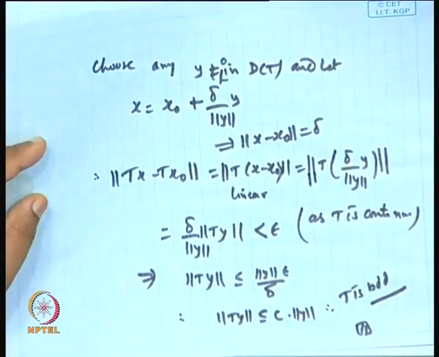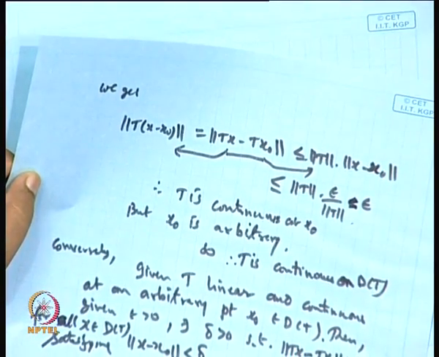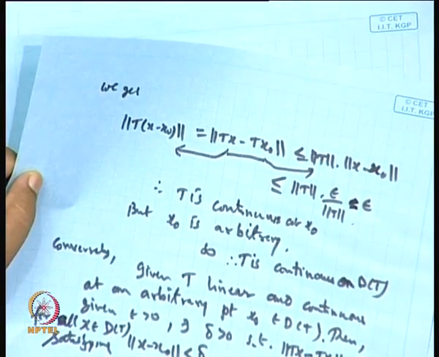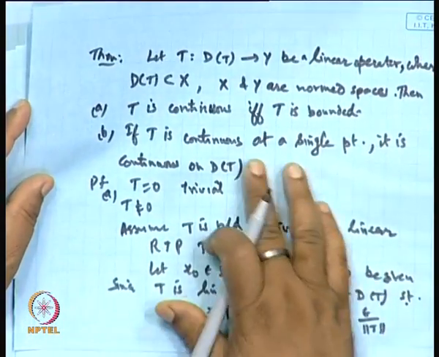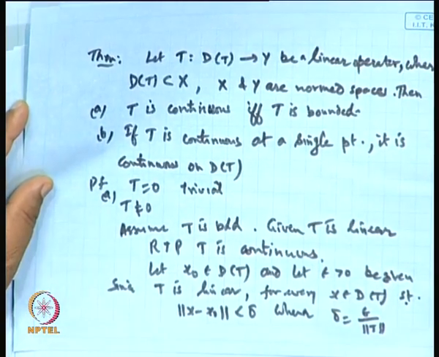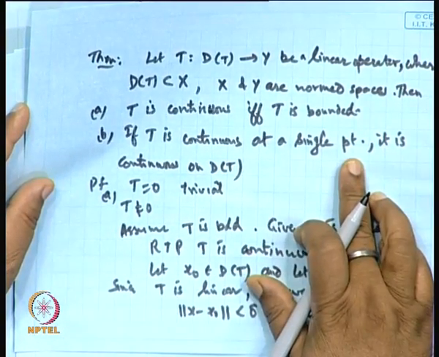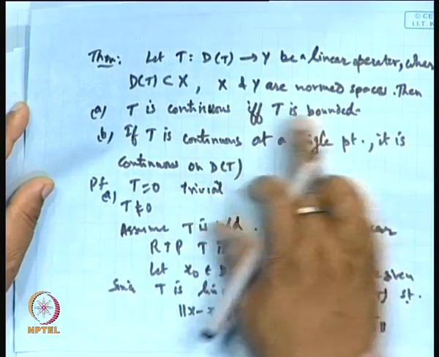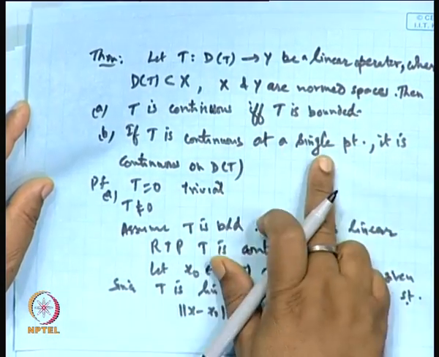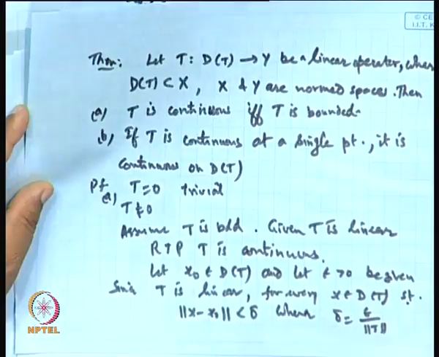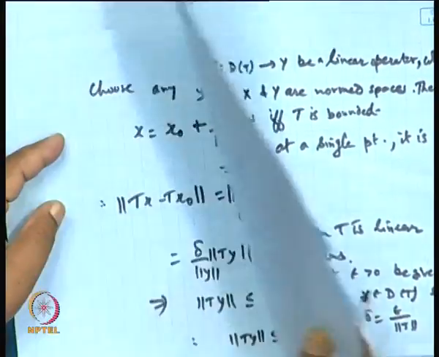The second part is very obvious. What it says is that if T is continuous at a single point, then it is continuous throughout. So, if T is continuous at a single point, then according to this it must be bounded. Bounded means throughout the domain, so it is continuous again at any arbitrary point, and this proves it. So, the second part follows very easily.